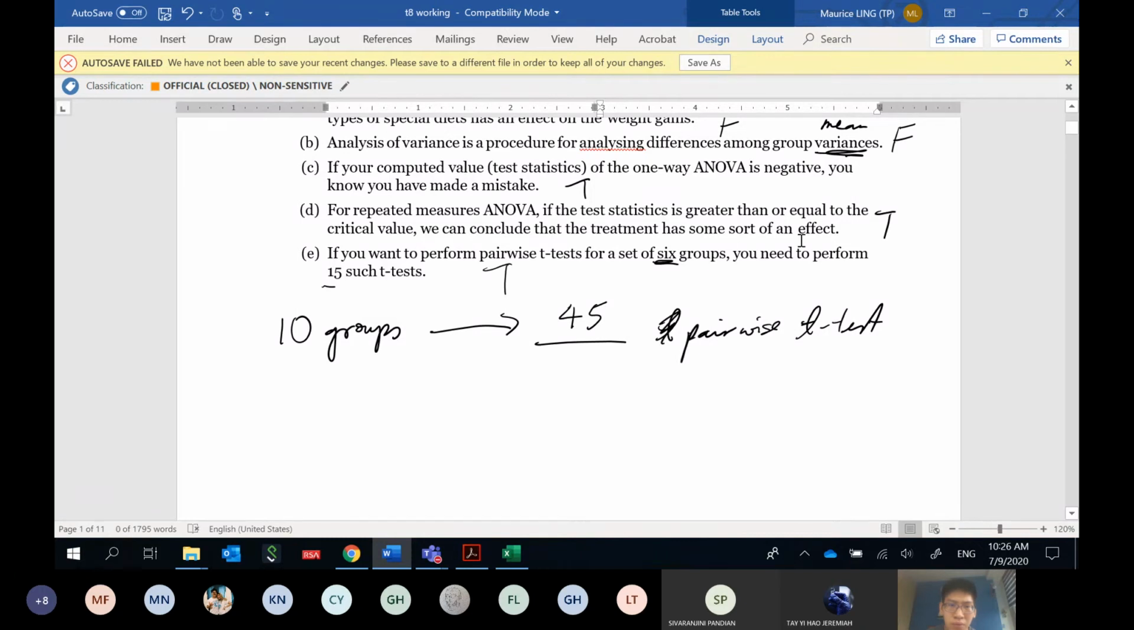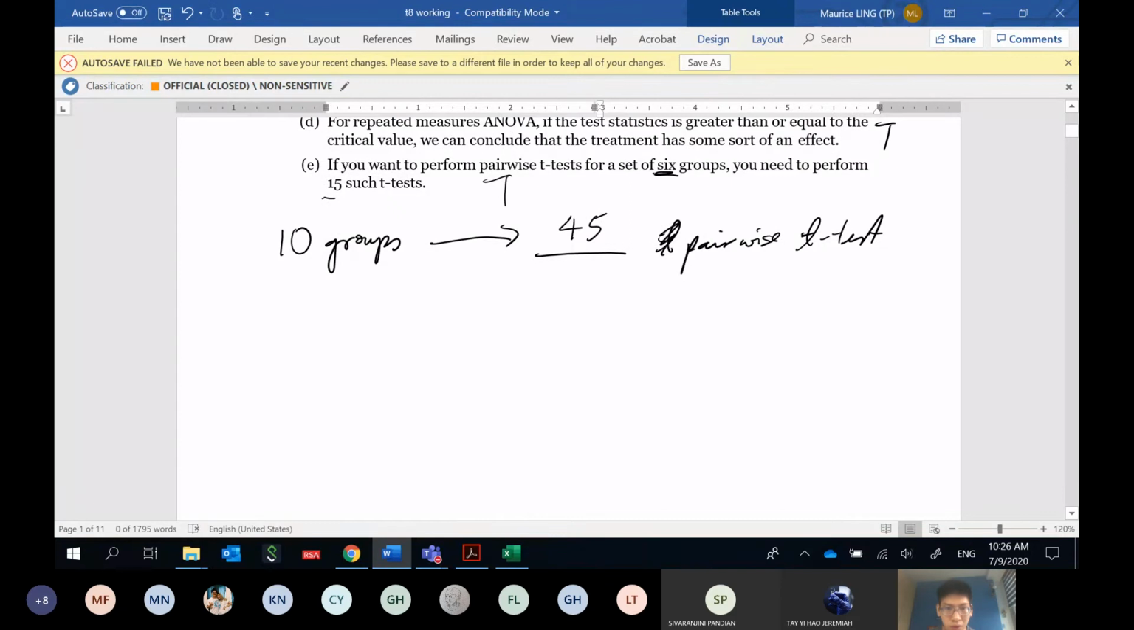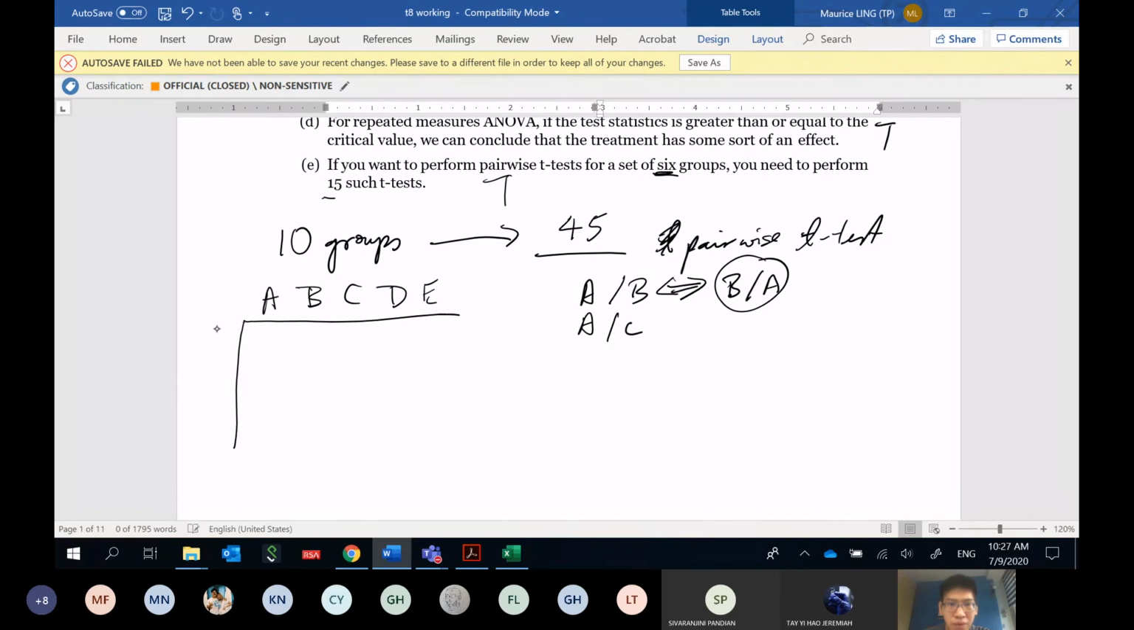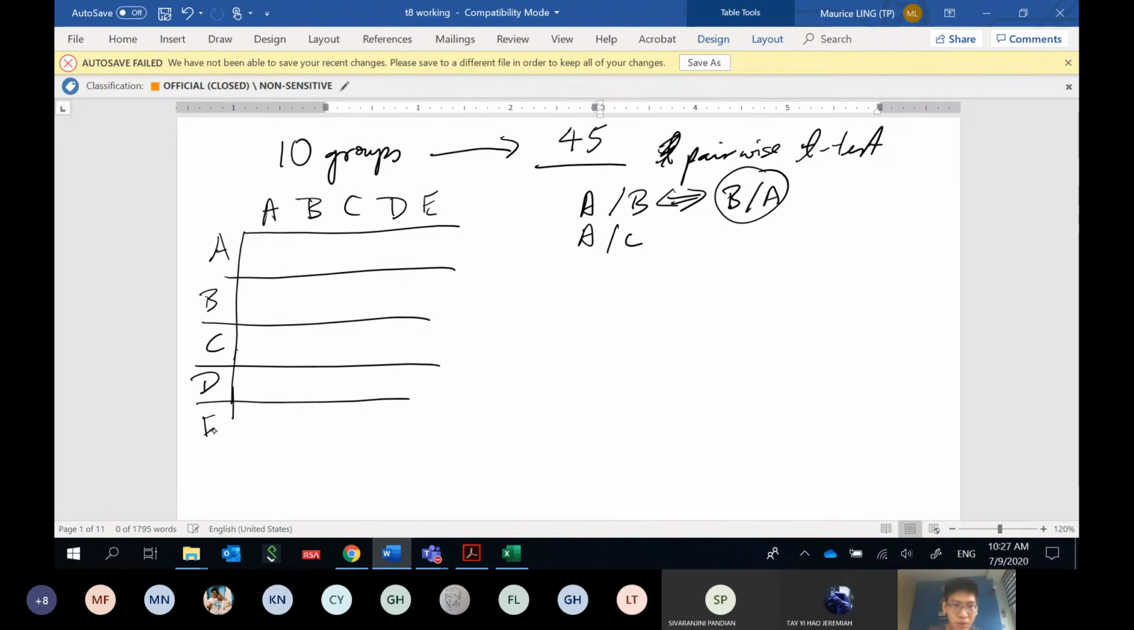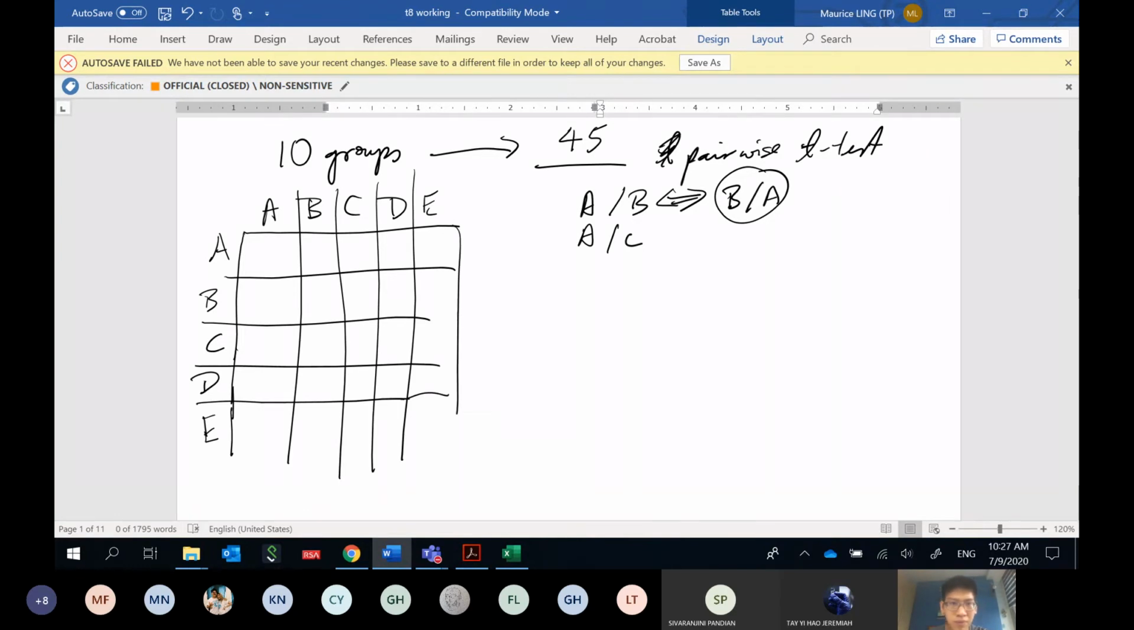So how do you calculate pairwise t-tests? For example, let's say we have five groups: A, B, C, D, E. We have to calculate A versus B, A versus C, and so on, right? Then do you want to calculate B versus A again? Do you need this? No, right? Because these are the same. So think about it. This is exactly what you do. If I want to do all pairwise, this is the matrix I have to complete. Makes sense, right? So far, so good?